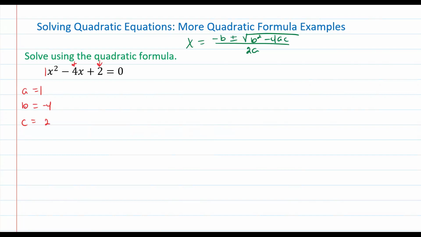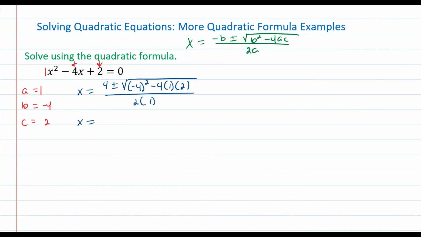Let's now substitute these values into the formula. So we will get x is equal to the opposite of b, that would be positive 4 because it's the opposite of negative 4, plus or minus the square root of b squared, which is negative 4 quantity squared, minus 4 times a, which is 1, times c, which is 2, all over 2 times a, which is 1.